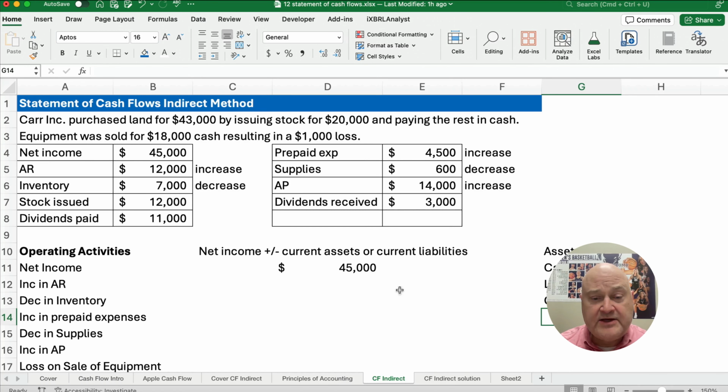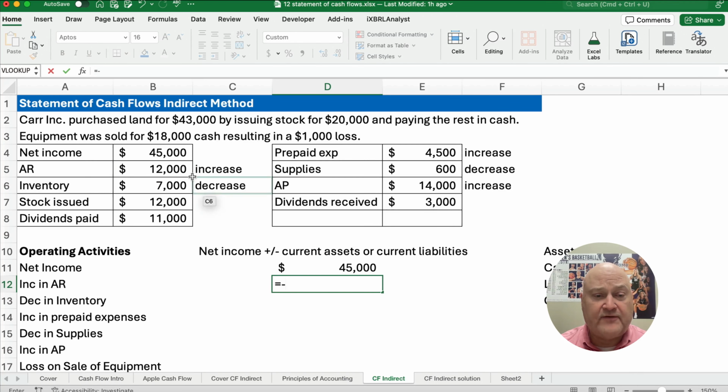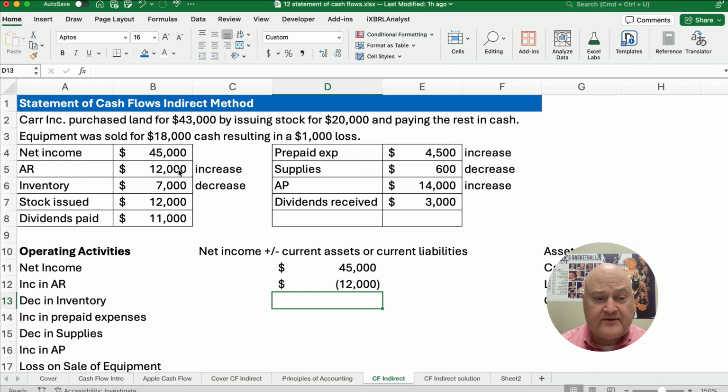Okay, so the increase in accounts receivable means cash goes down. So we're going to subtract. We're going to make a negative $12,000, because accounts receivable goes up and cash goes down, because it's an asset going up and cash going down.